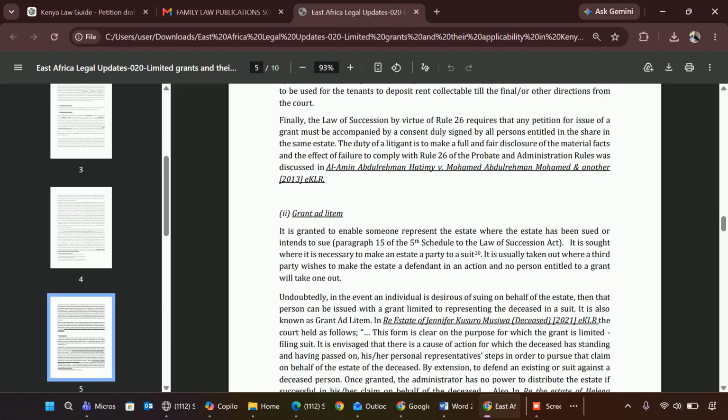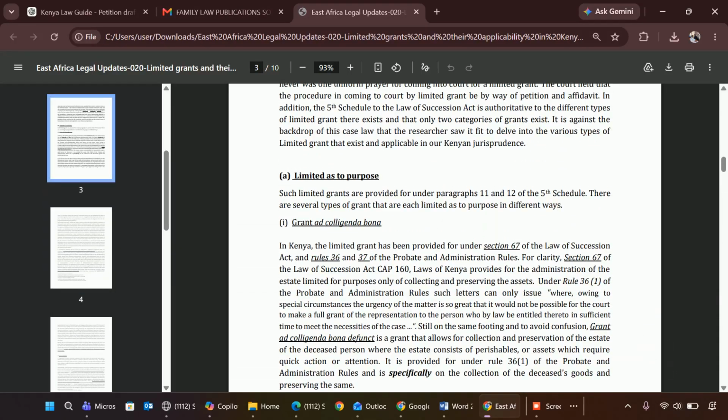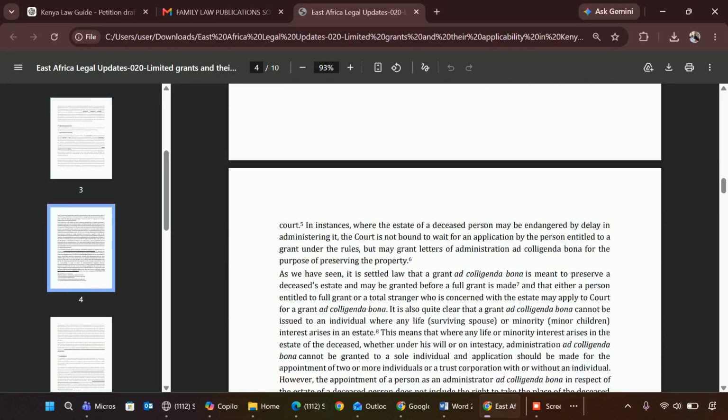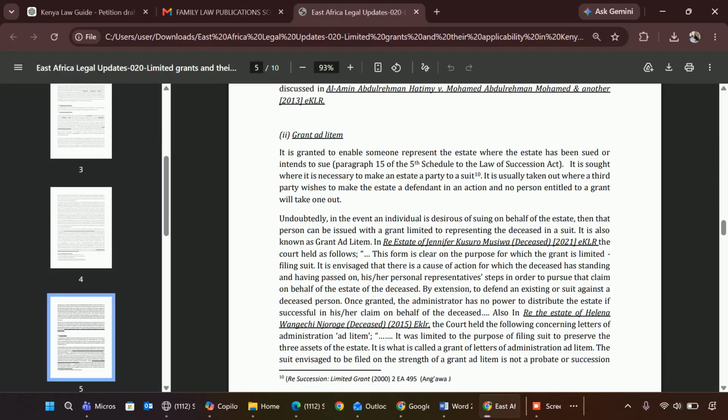What is a grant ad litem? One of the limited grants as to purpose. We have considered grant ad colligenda bona. Now we are on grant ad litem. It is granted to enable someone to represent the estate where the estate has been sued or intends to sue.